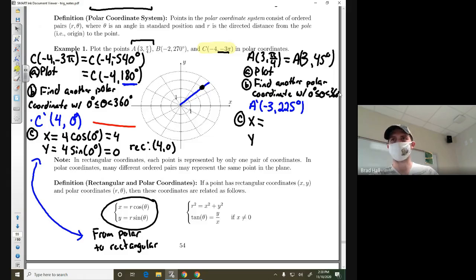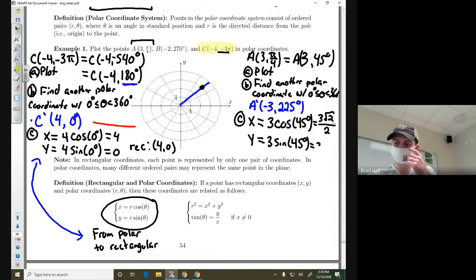So would you like to guess where the rectangular coordinate would be for that point? I'd use a calculator first. Well, by that point, you already know it. I'll take a guess at that. Three square root of 2 over 2, because cosine of 45 degrees is the square root of 2 over 2. Sine of 45 degrees is the square root of 2 over 2.